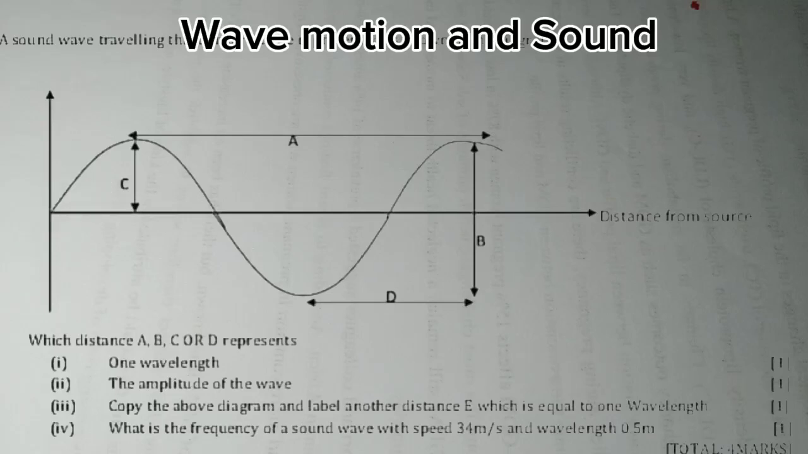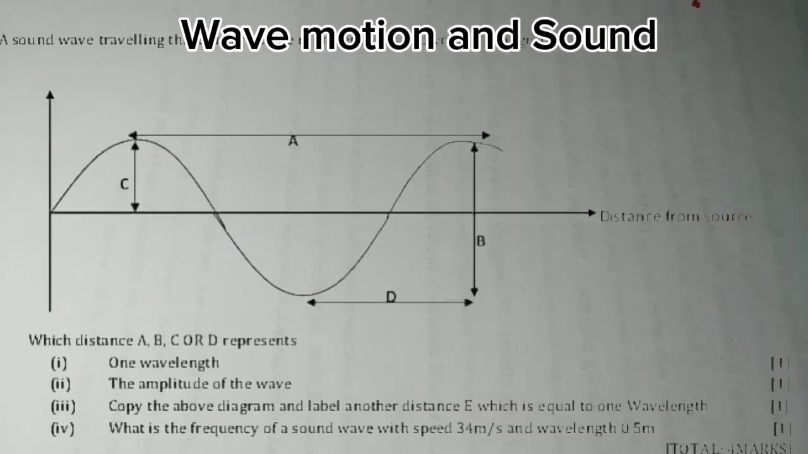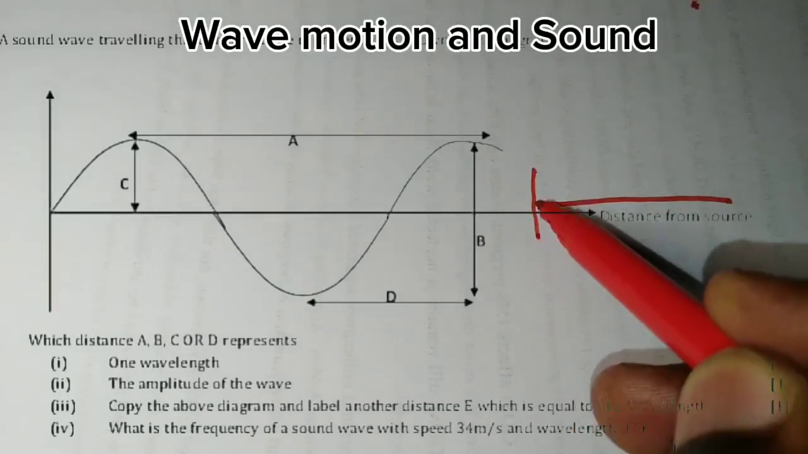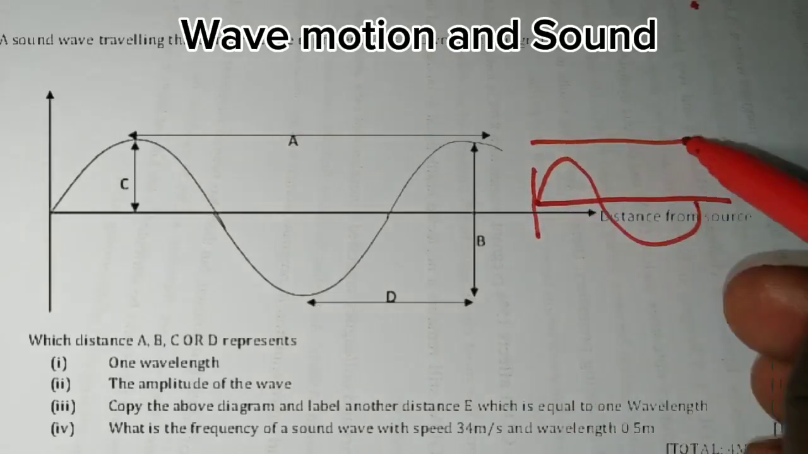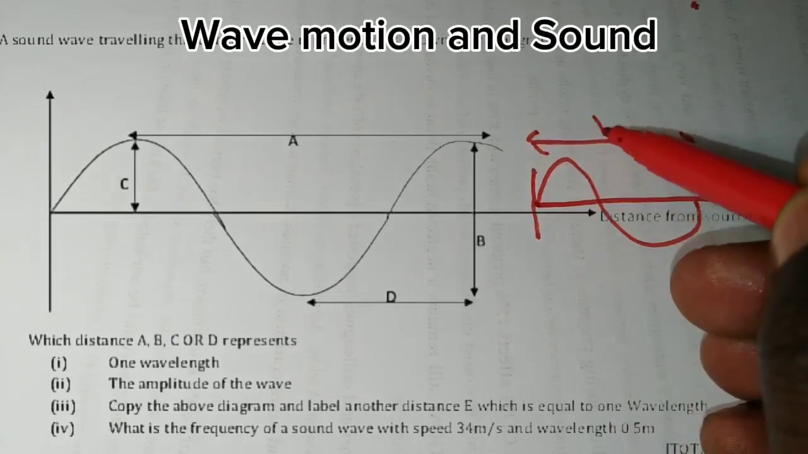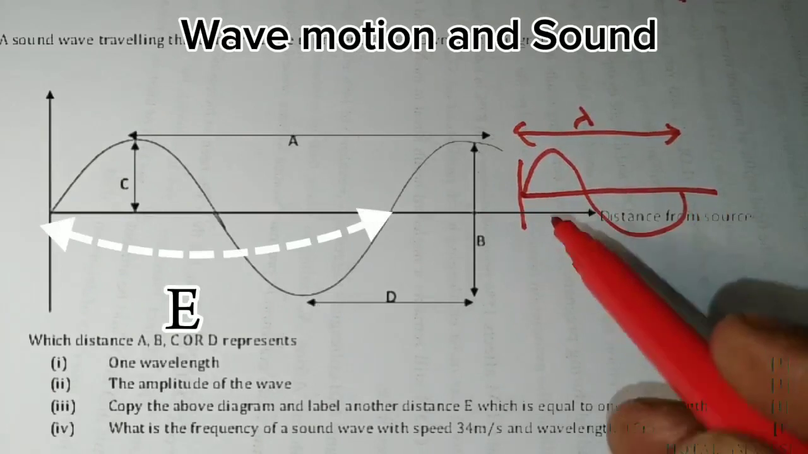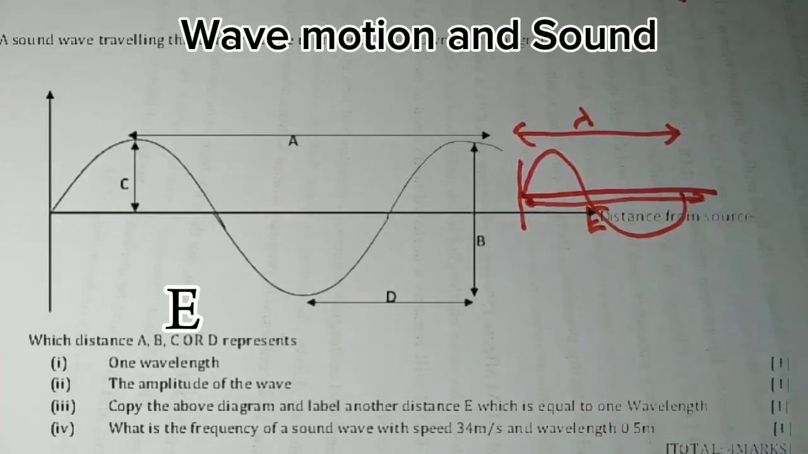Then copy the diagram and label another distance E, which is equal to one wavelength. So from the other diagram there, you can see the distance of one cycle. One cycle is simply one crest and one trough. So to represent it as E, we simply show the line from there to there and label it E.